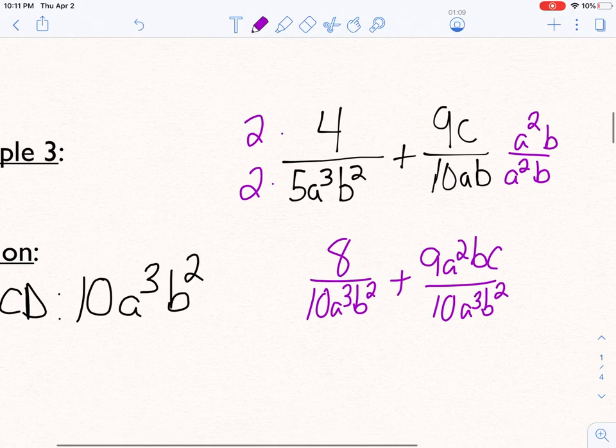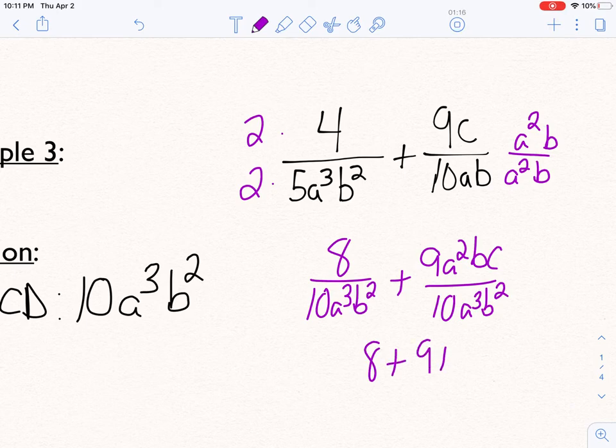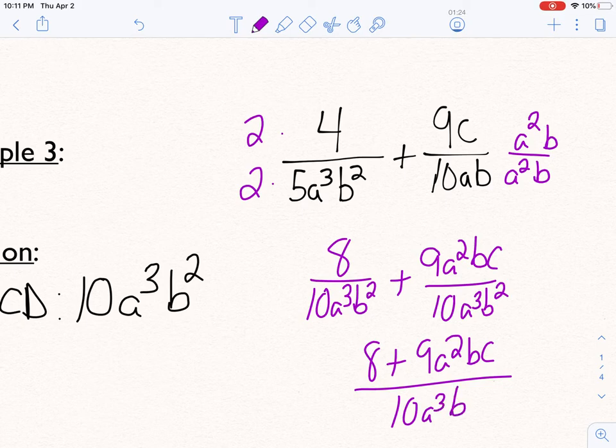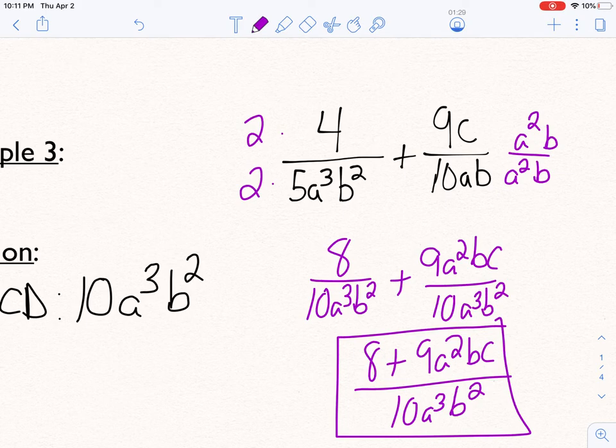Now that my denominators are the same, I can combine my numerators all over my common denominator. Again, nothing goes into all three terms, which means I have my final answer.